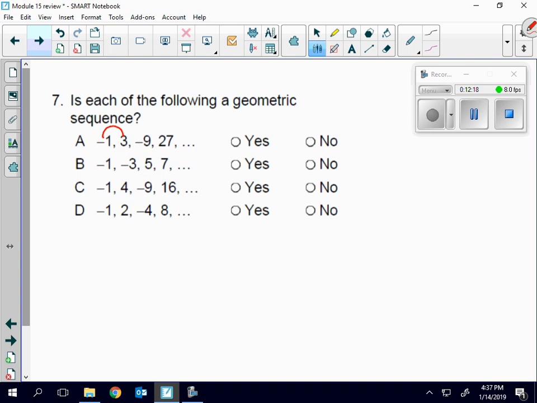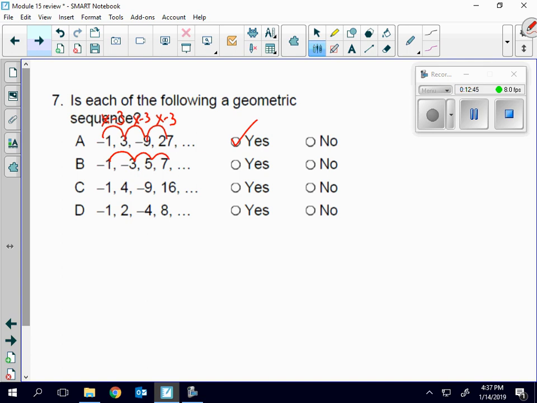So to get from -1 to 3, I'm multiplying by -3. I know that looks like x minus 3, but that to me says multiplying by -3. To get from 3 to -9, again, multiply by -3. And of course, to get to 27, again, multiply by -3. So that works. Multiply by -3 every time. That's your common ratio.